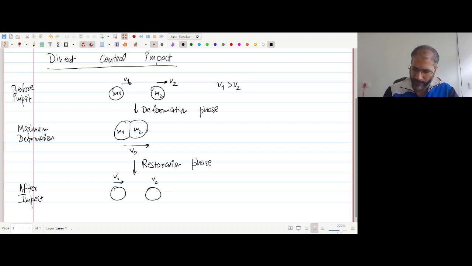And then after impact, this is what we have, and in this case v2 prime is going to be greater than v1 prime, so v1 prime will be less than v2 prime, because now the collision has happened and the bodies are now moving relatively away from each other.